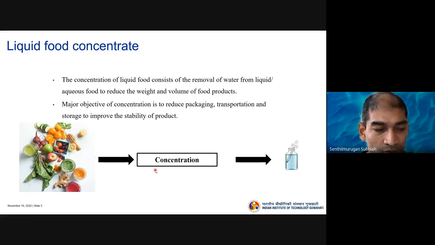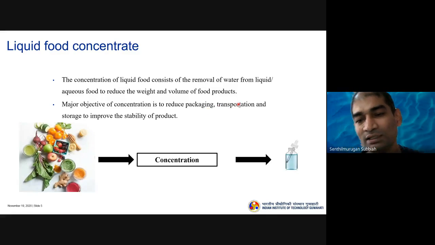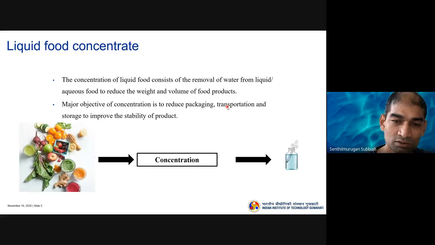If you want to store the raw juice, it may take more than a liter of volume. But if you concentrate it, that becomes less than 100 ml. So that's one of the packaging cost savings, and correspondingly the transportation. We need to do the transportation, and the transportation cost is also going to reduce.